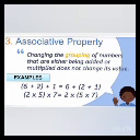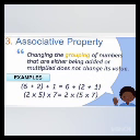Third is associative property. Changing the grouping of numbers that are either being added or multiplied does not change its value. Here we are going to take the three values A, B and C. Let's take A as 6, B as 2 and C as 1. Here we are going to add first a plus b, and on the right hand side we are going to add b plus c within the bracket.